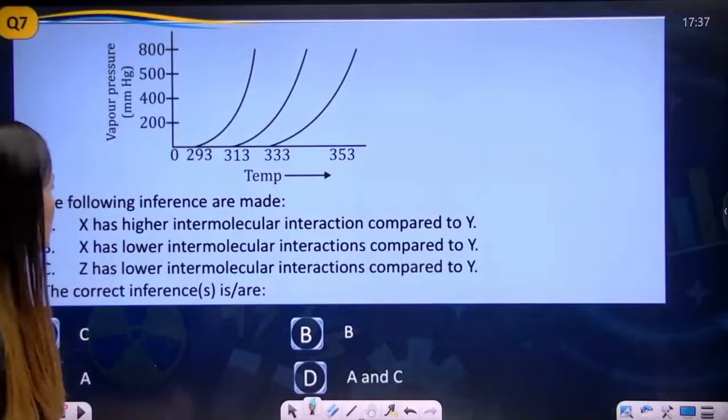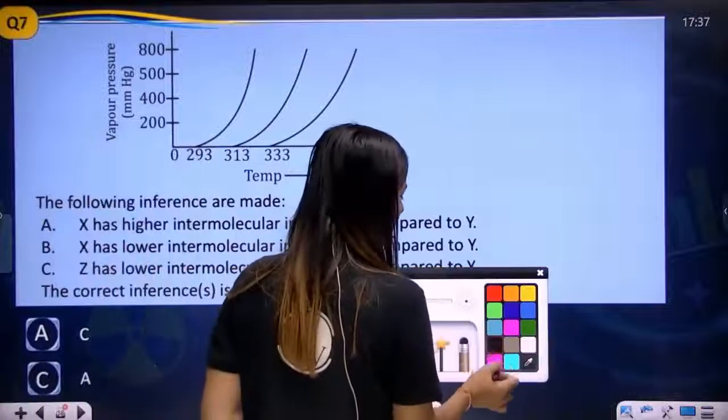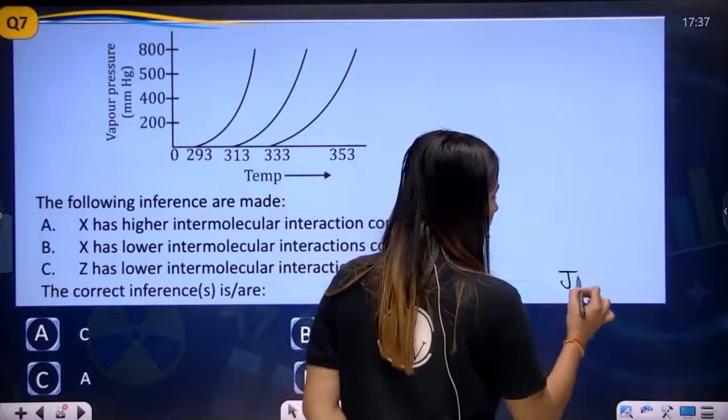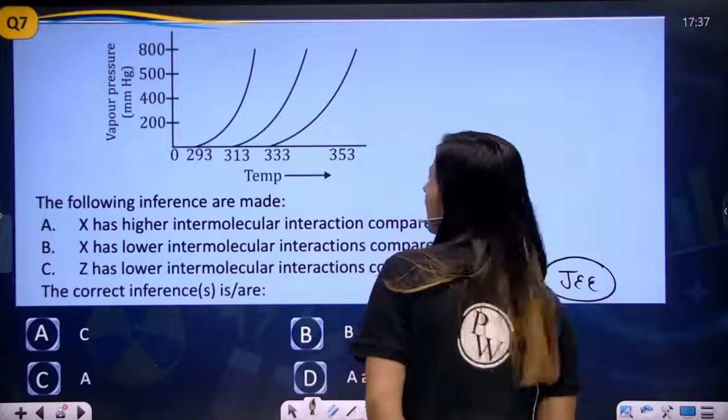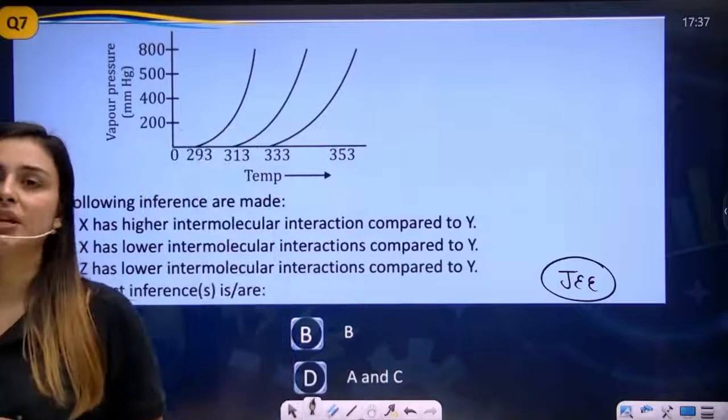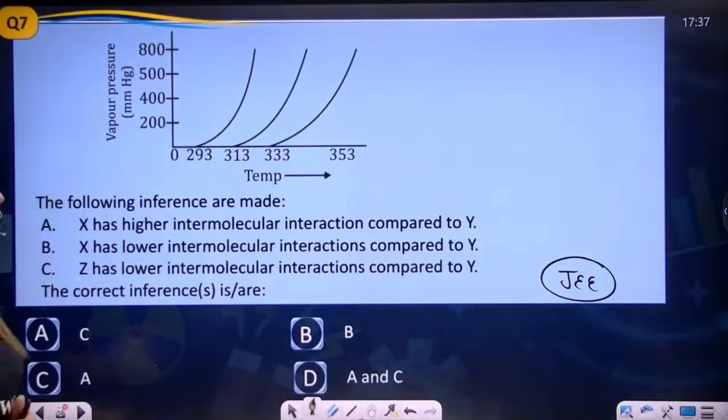It is also a JEE question. I think they forgot to mention it. It is a JEE question, my dear students. I don't remember the year, but still it is a JEE question, PYQ. So try to solve this question.